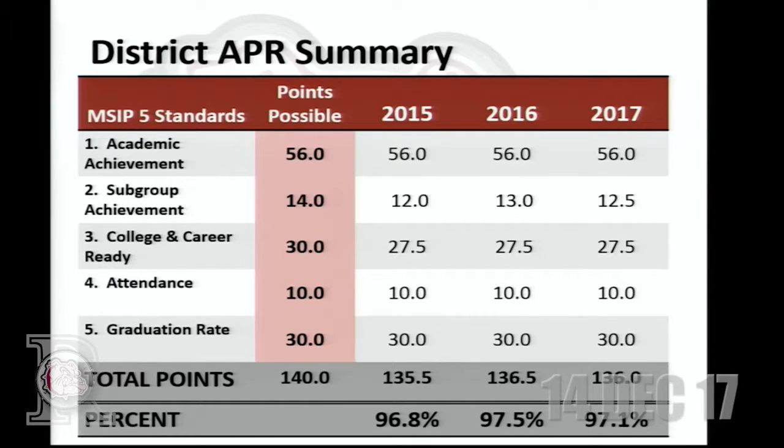The final page of your packet is just kind of this overall summary of our district's APR for the last 3 years. You can see each of the 5 standards are listed with the total points possible and our performance in each of the standards over the last 3 years. So you can see we've been fairly consistent, ranging from 96.8% to 97.5%. This year we received 136 out of 140 total possible points for 97.1% of the total points.